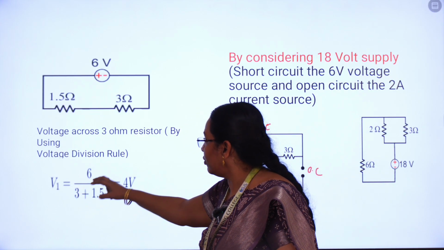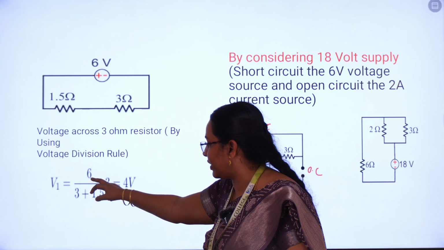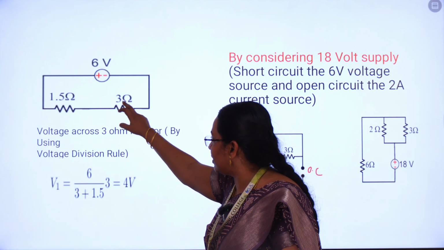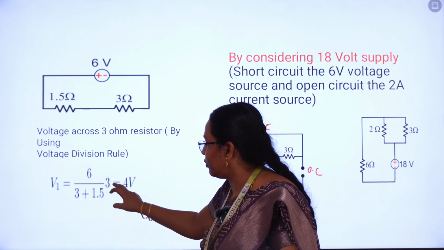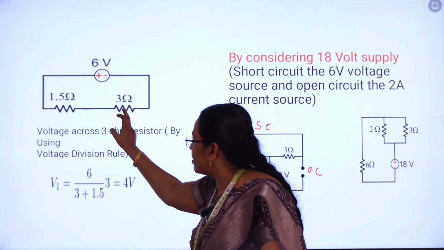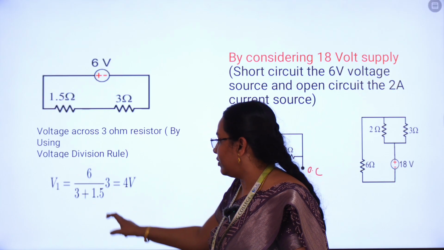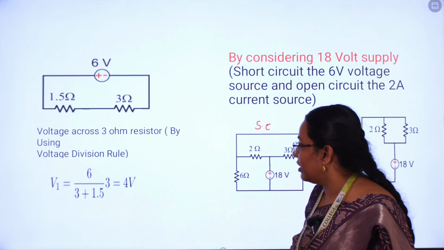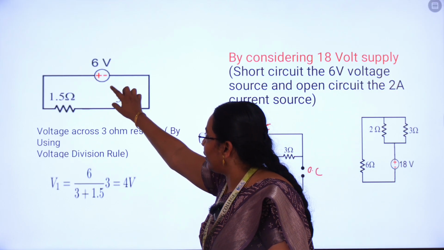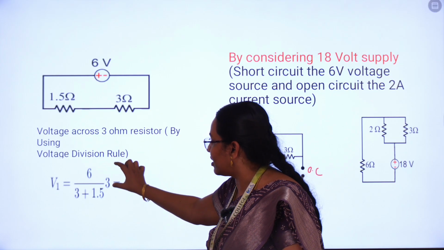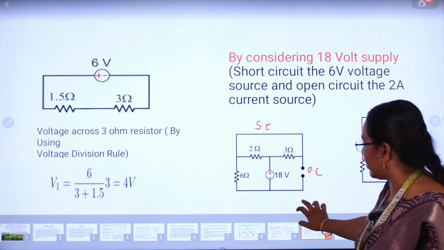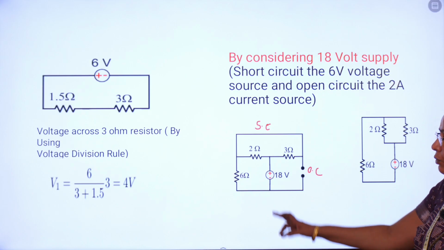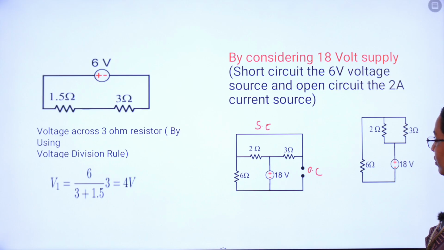So V1 equals the total voltage, 6 volts, into the 3 ohm resistor, since we are calculating the voltage across the 3 ohm resistor. So 6 into 3 divided by the sum of the resistors, 3 plus 1.5. 6 into 3 is 18, divided by 4.5, we get 4 volts. So keeping only the 6 volt source, the voltage V1 is 4 volts. This is the first V1 value: V1 equals 4 volts while keeping the 6 volt source.